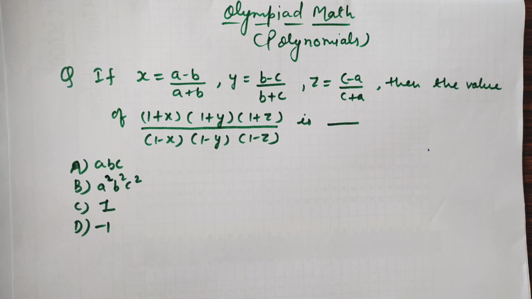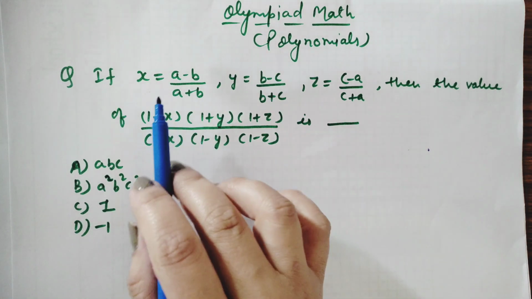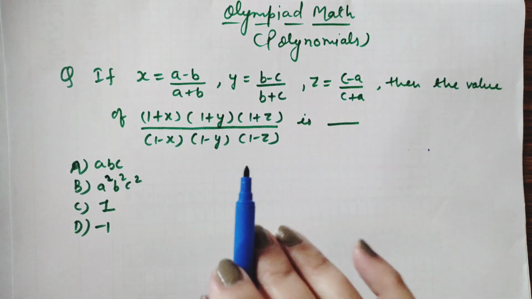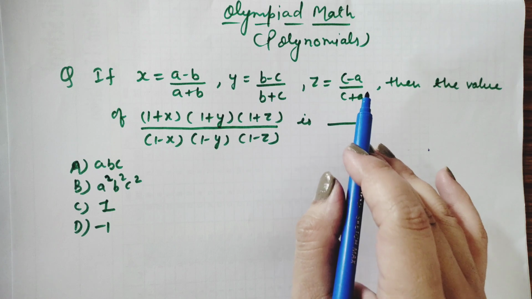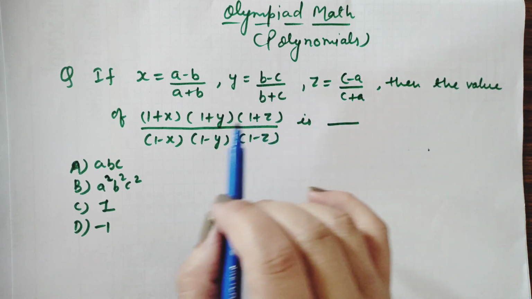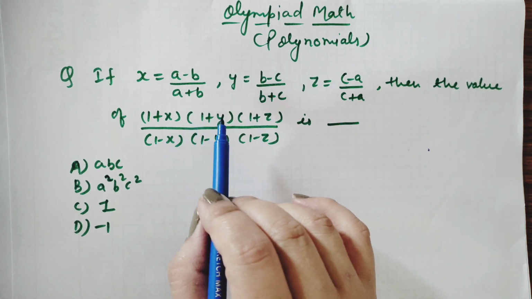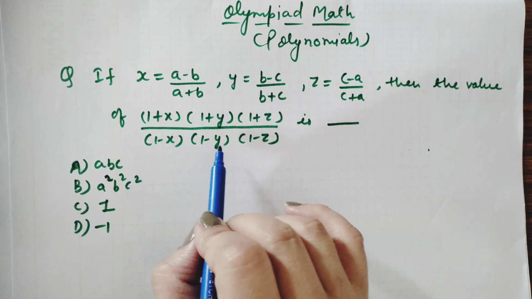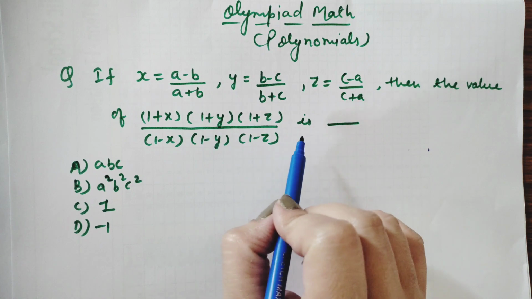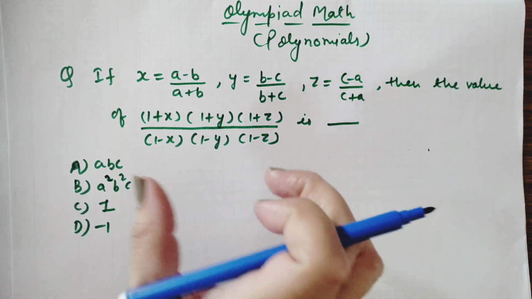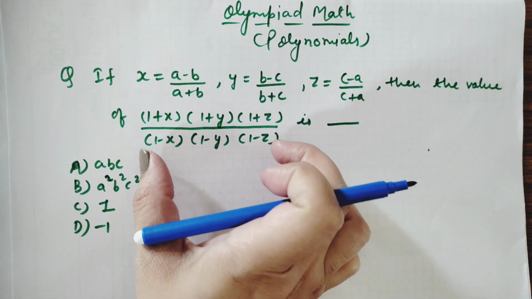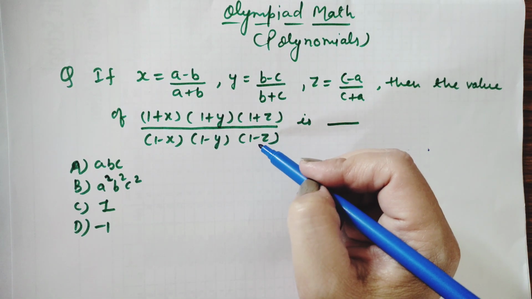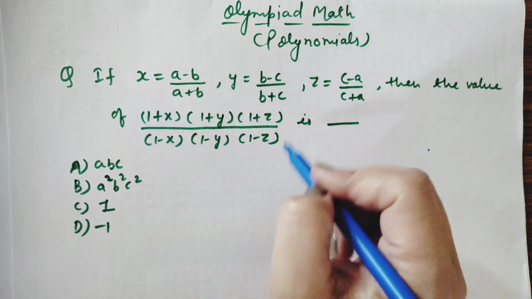Topic is polynomial. In this question, x is (a minus b) upon (a plus b), y is (b minus c) upon (b plus c), and z is (c minus a) upon (c plus a). Then what is the value of (1 plus x)(1 plus y)(1 plus z) upon (1 minus x)(1 minus y)(1 minus z)? So we need to find this expression's value. You can see it is in numerator and denominator form, so we need to find the value of this portion.